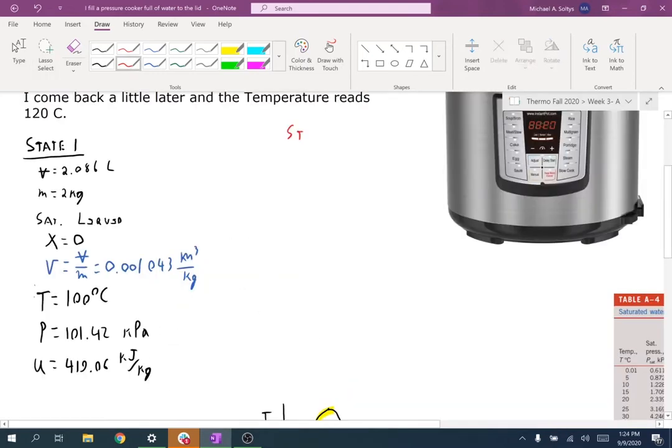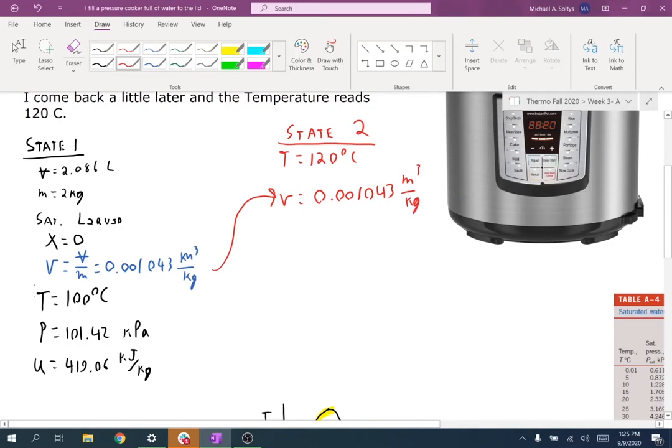State 2 tells me that the temperature is equal to 120 degrees Celsius, and we know that because the lid is locked, the volume's not changing, the mass isn't changing, so the specific volume should stay the same. So the specific volume should still be equal to 0.001043 meters cubed per kilogram.